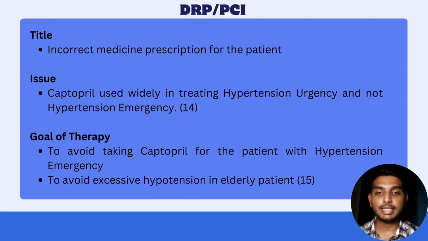Next is incorrect medicine prescription for the patient. The issue is that captopril is used widely in treating hypertensive urgency and not hypertensive emergency. The goal of therapy is to avoid giving captopril to the patient with the hypertensive emergency and also to avoid excessive hypotension in elderly patients.